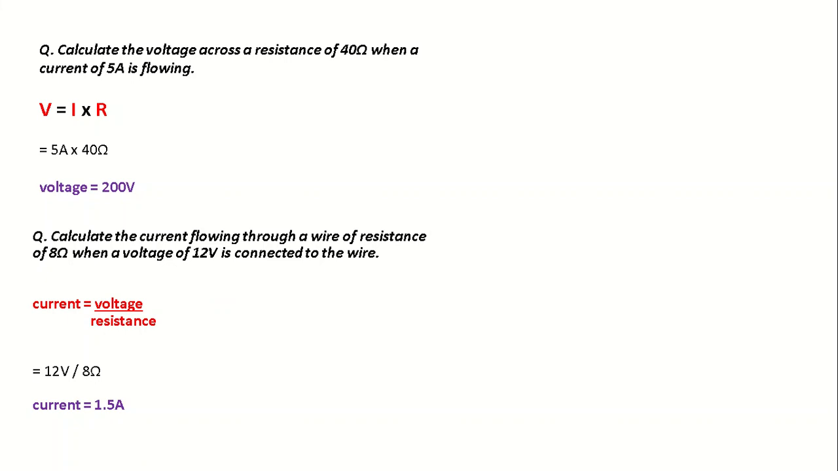Calculate the voltage across a resistance of 40 ohms when a current of 5 amperes is flowing. Using V equals I times R and plugging in those values, 5 for current, 40 for resistance, that will give us 200 volts. Calculate the current flowing through a wire of resistance 8 ohms when a voltage of 12 volts is connected to the wire. Using I equals V over R, or current equals voltage over resistance, we are going to get 1.5 amps when we plug in these values in the formula.